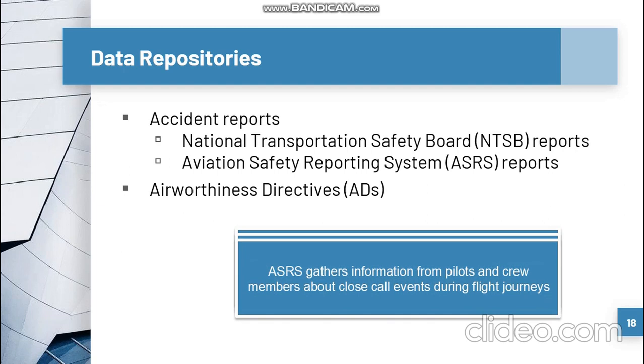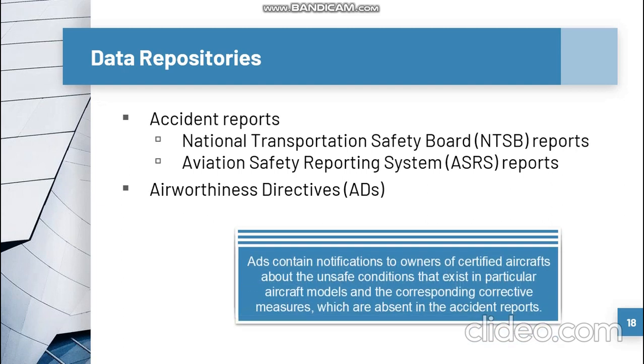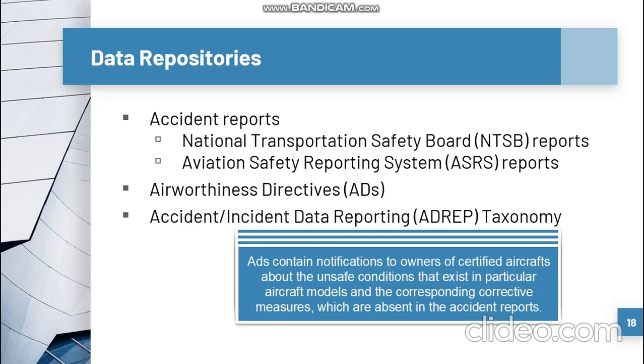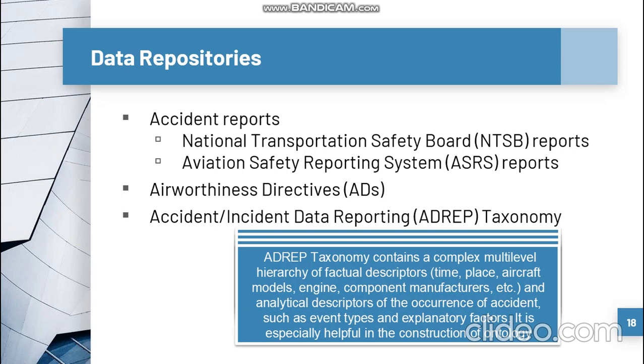Airworthiness directives, ADs, contain notifications to owners of certified aircraft about the unsafe conditions that exist in particular aircraft models, like whether the pilot and the crew were informed in time. The taxonomy has a hierarchy of factual descriptors like time, place, aircraft model, engine, and component manufacturer, and analytical descriptors of the occurrence of the accident, like how the accident occurred, what type of event occurred, and its explanatory factors as well.